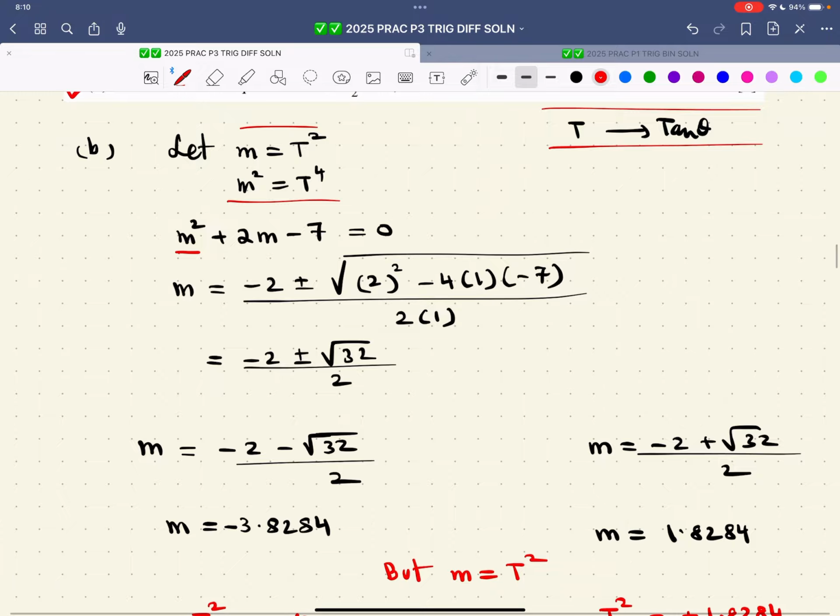So we have m square plus 2m minus 7 equals to 0, and since this is P3, there are few things that factorize, but mostly it is about quadratic formula. So in this case, yes, it's about quadratic formula. And then we are working in decimals, take care of accuracy, work in at least 4 significant figures.